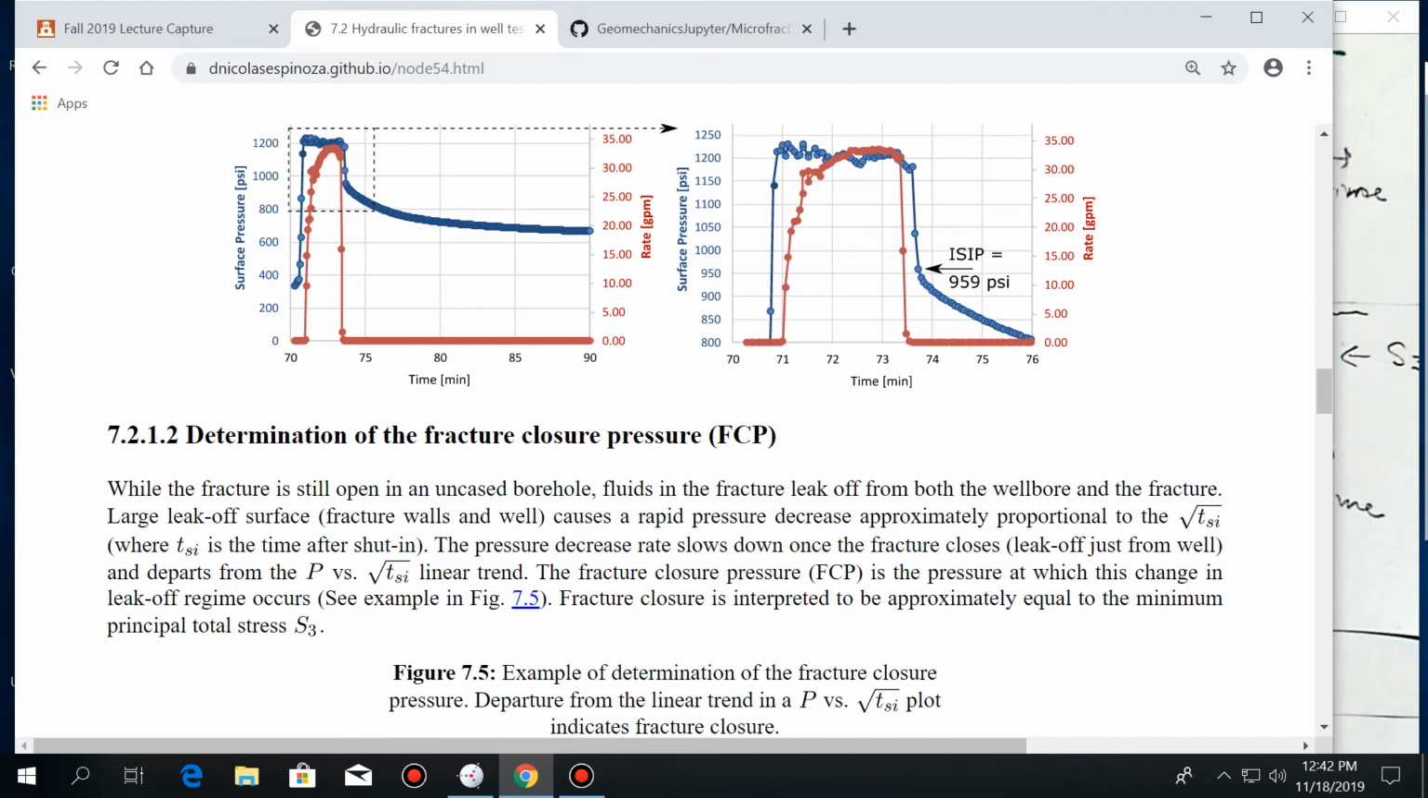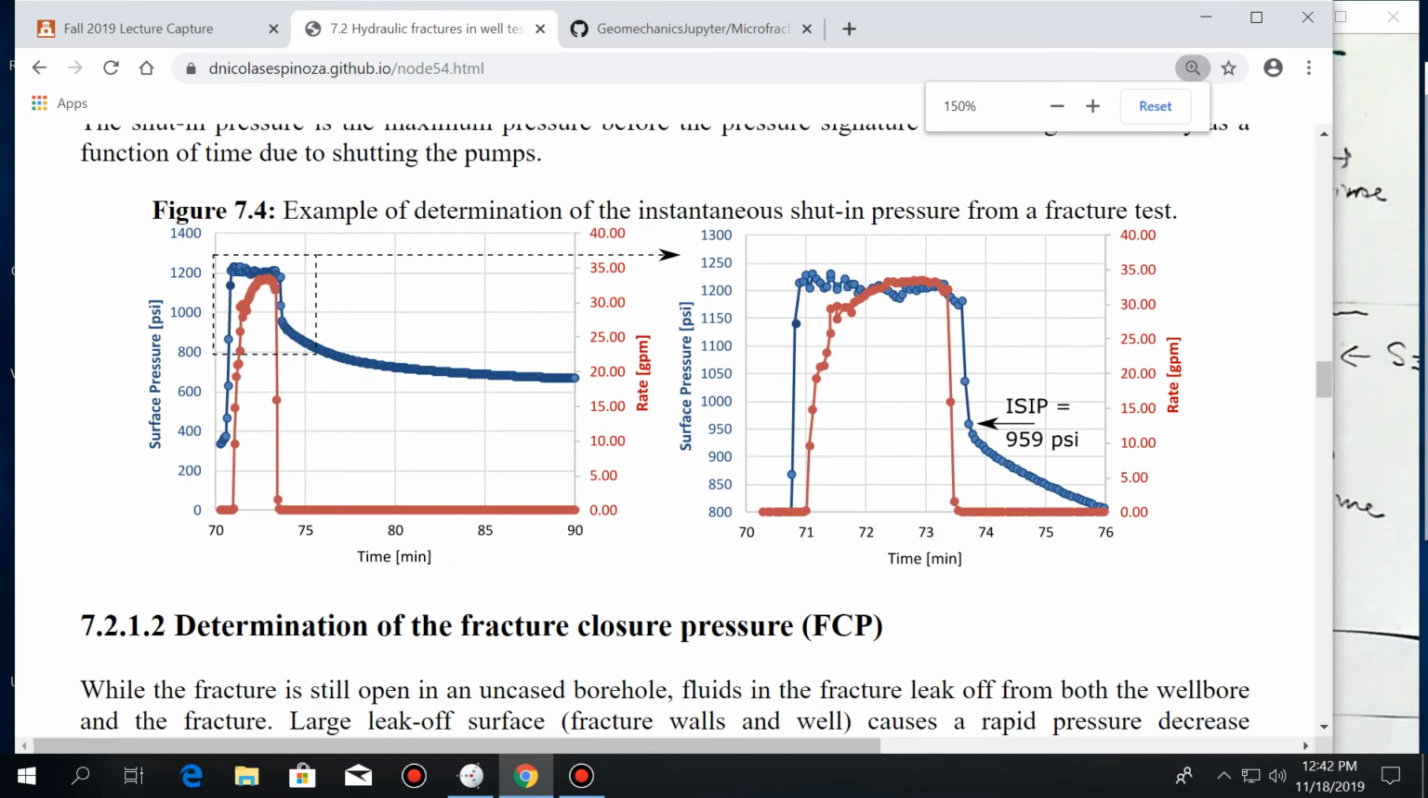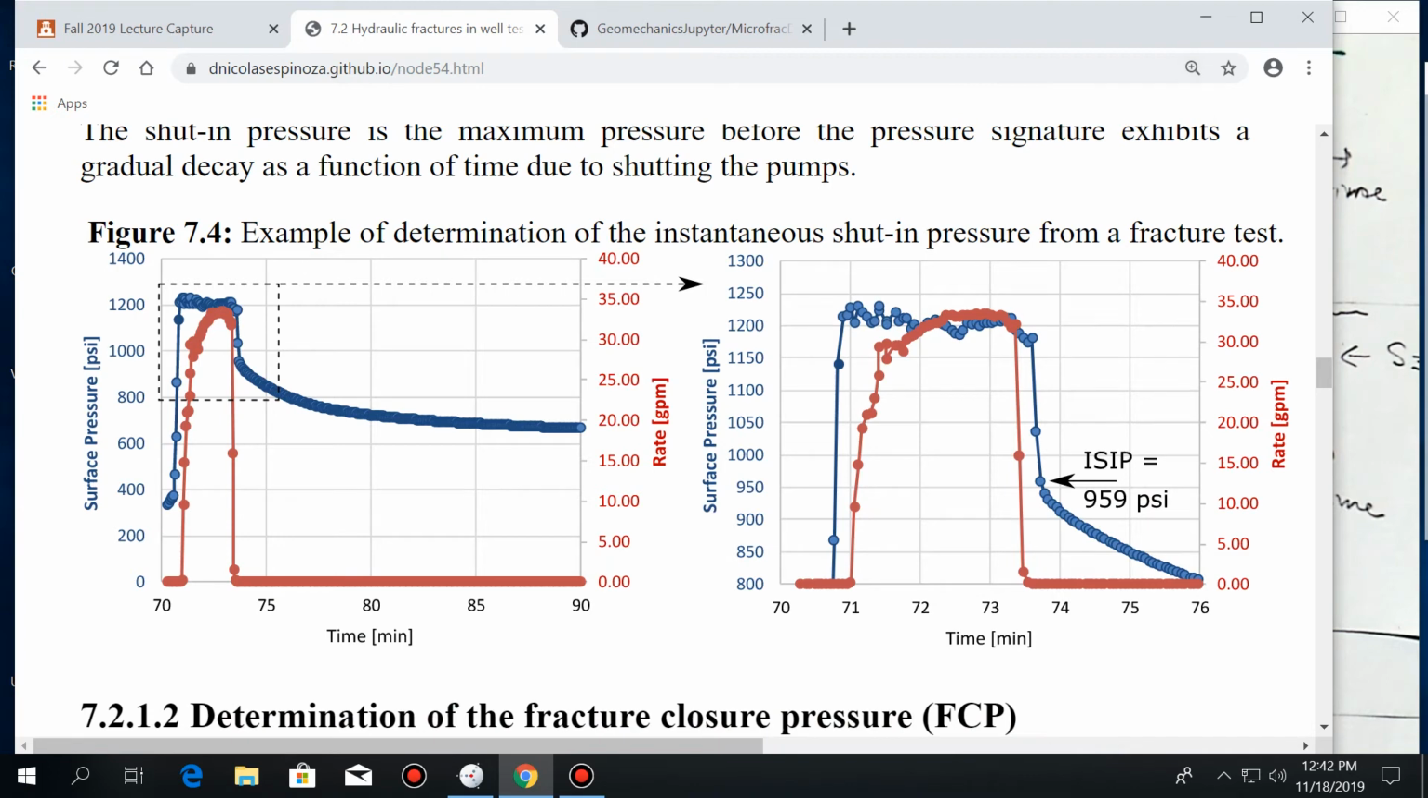Okay, here you see an example of this. This is not a leak-off test. This is what we're going to see later. It's a fracture diagnostic test, but it is the same thing, very similar.